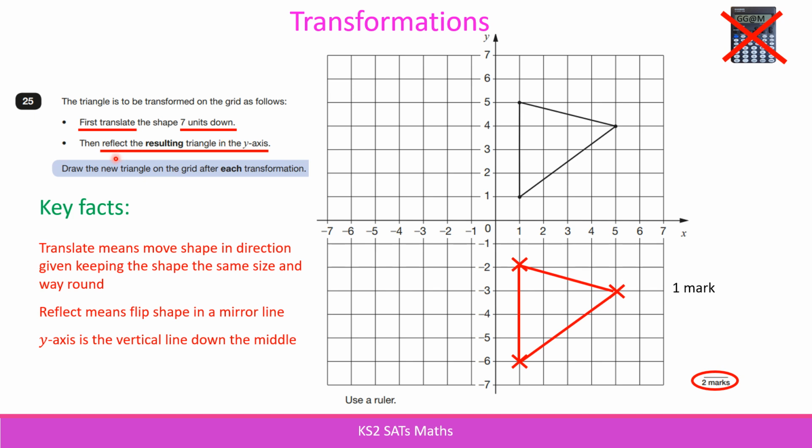Next, we've got to reflect the resulting triangle. Now, this is the resulting triangle, the new answer we've got here. We're going to reflect it in the y-axis. So draw on your y-axis so you can clearly see where you are reflecting the shape in.